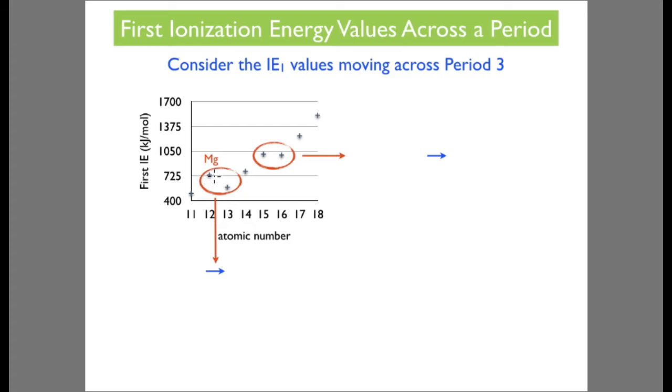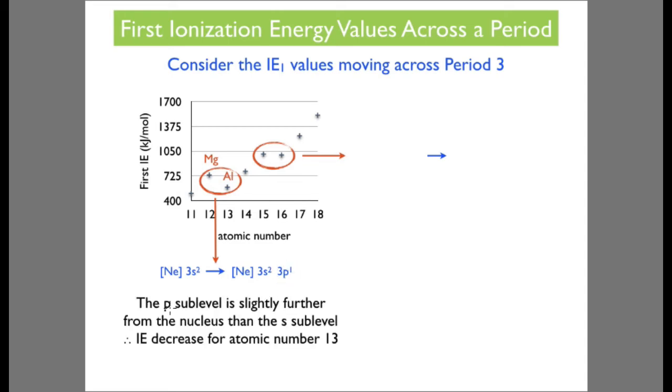The exception here is from magnesium to aluminium. Magnesium has 3s2, and aluminium has 3s2, 3p1. So this is an added sublevel. And this p sublevel is slightly further from the nucleus than the s sublevel. Therefore, the ionization energy decreases for atomic number 13. This is evidence for sublevels. Hooray! Let's have a look at the other one.